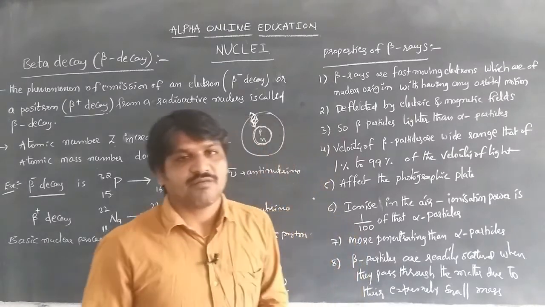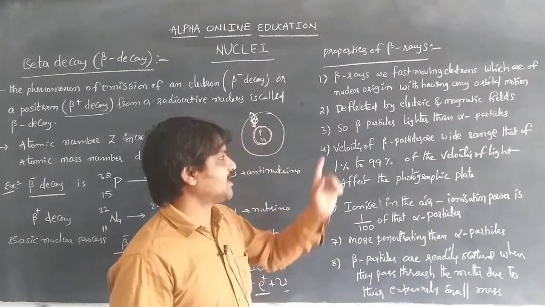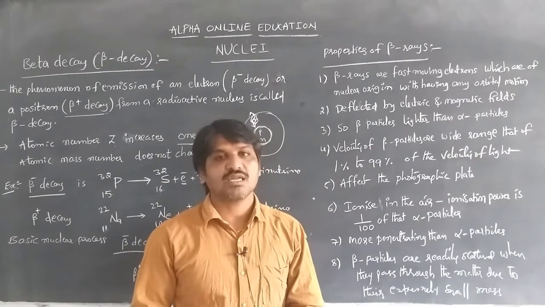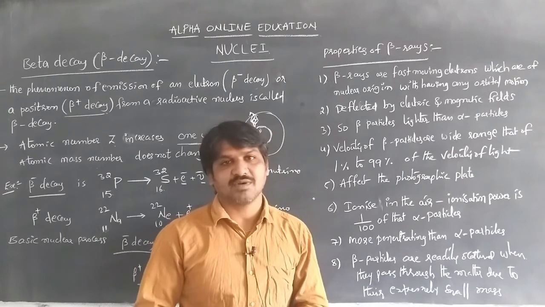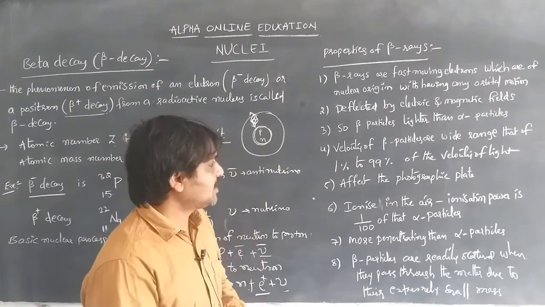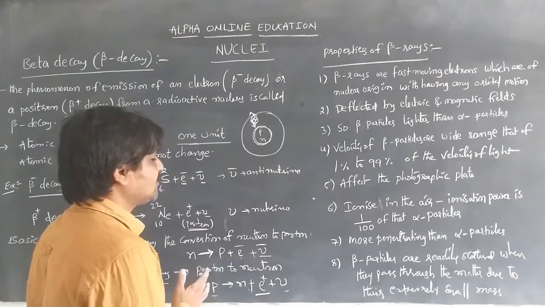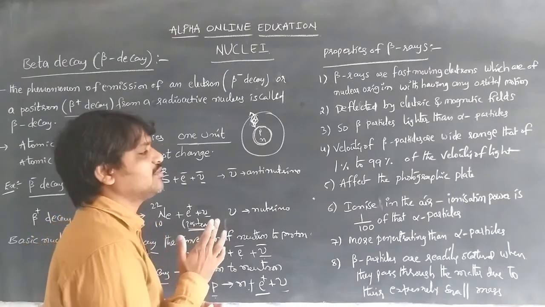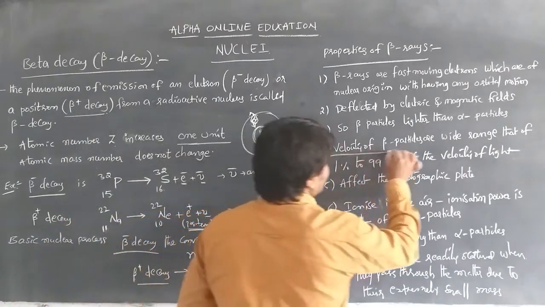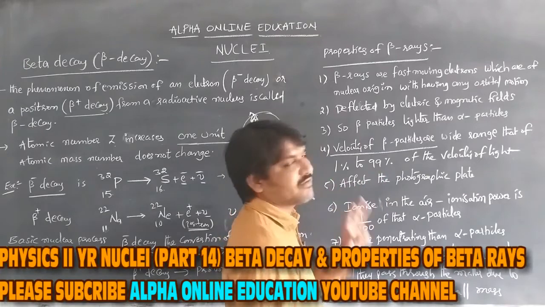If an electric field and magnetic field are applied, the beta rays can be deflected. Beta particles are lighter than alpha particles because they are fast moving electrons. The velocity of beta particles has a very wide range, from 1% to 99% of the velocity of light.